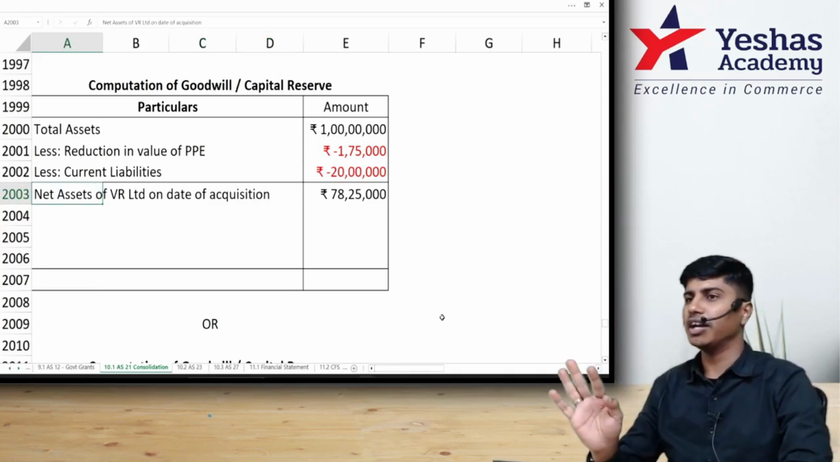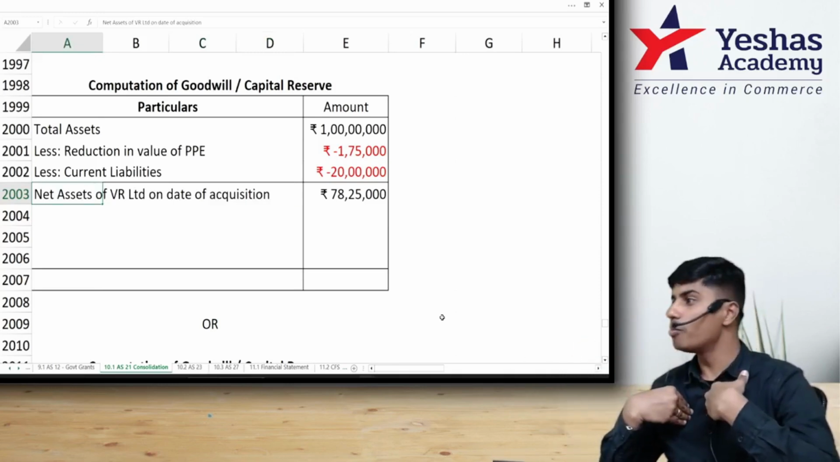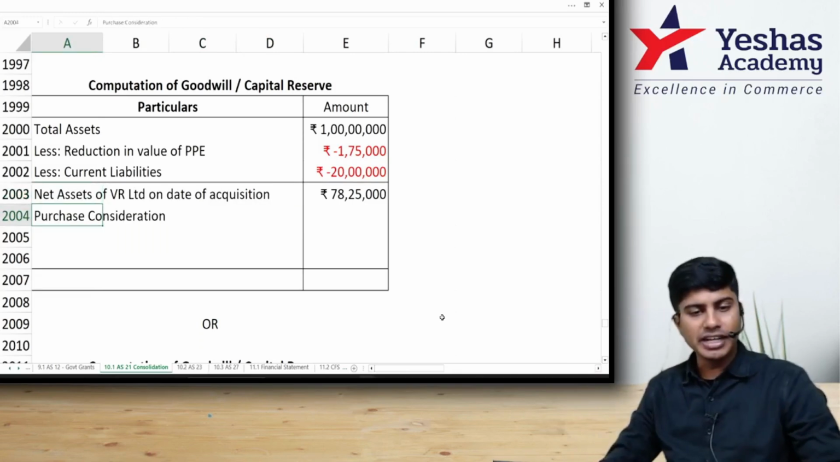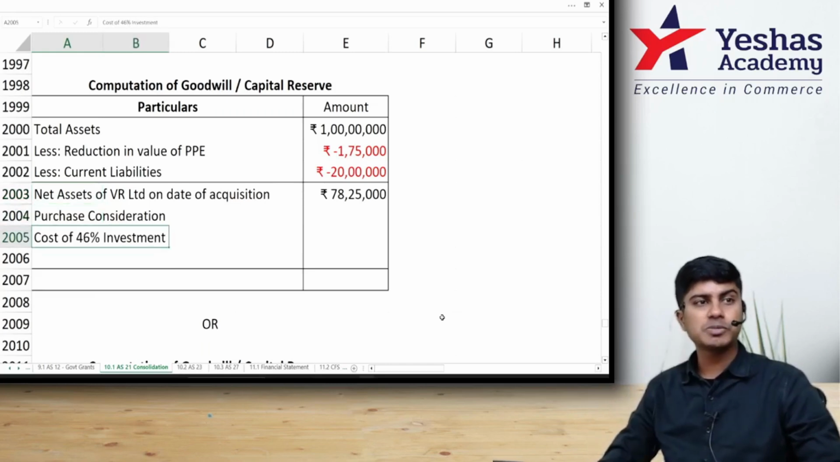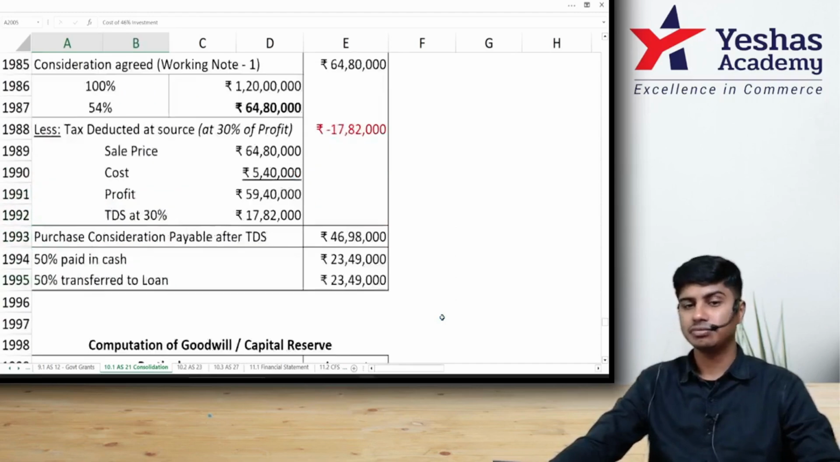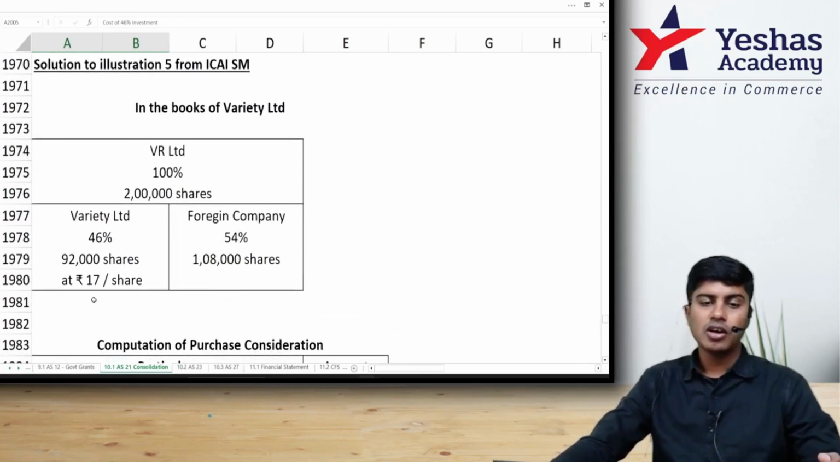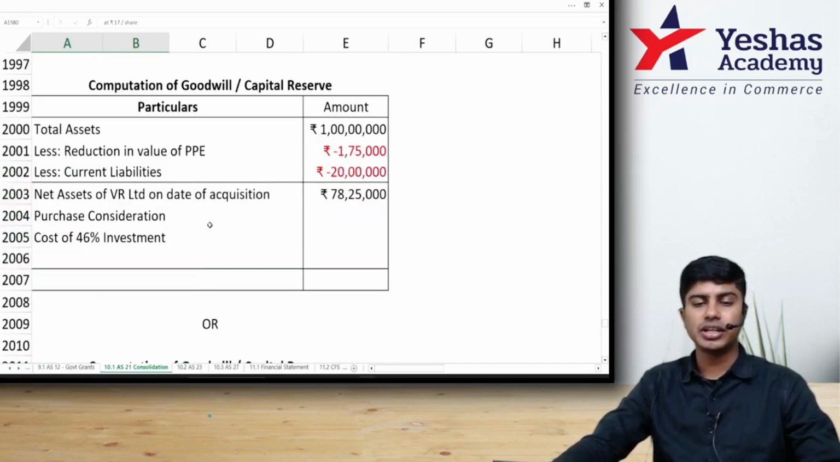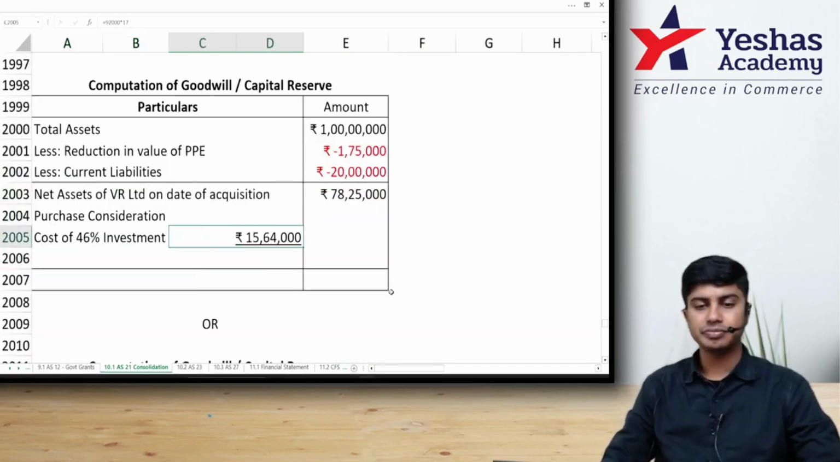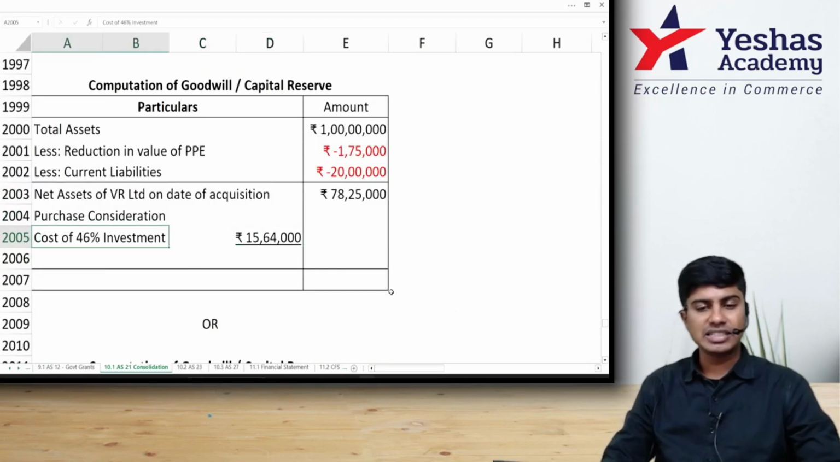No minority. Why? I own 100%. How much money did I pay to buy that company? For our first 46%, I paid 17 rupees per share. How much is the first 46%? 92,000 shares. Do 92,000 into 17 per share. 15 lakh 64,000. Correct?